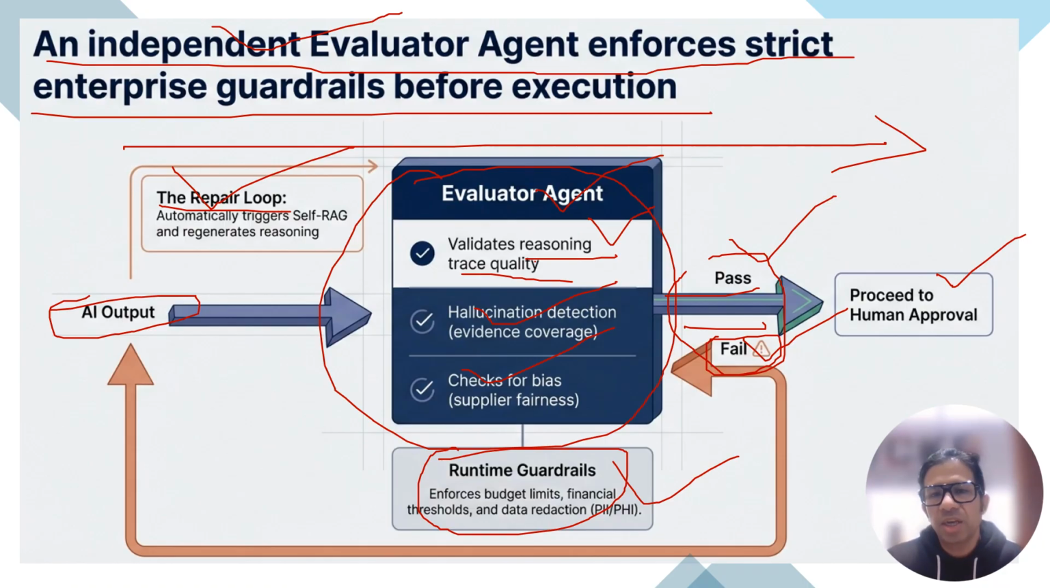Now here is the big takeaway for this slide. The evaluator is enterprise safety. This is why ProcureMind OS is not a POC, because in a POC you generate outputs. In a production system, you validate, guardrail and control before anything touches approvals or ERP. And in the next slide, we will see what happens after the evaluator passes. The system moves into the human approval gateway, where procurement leadership remains in control.